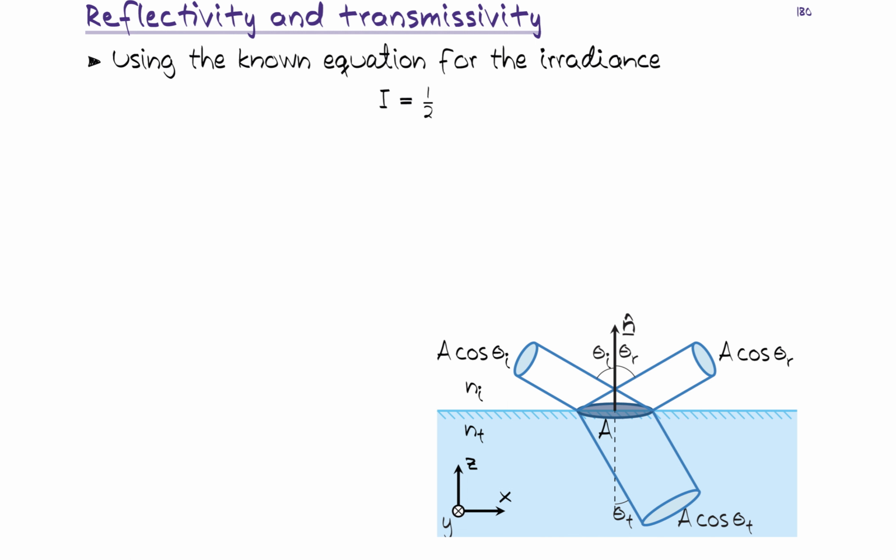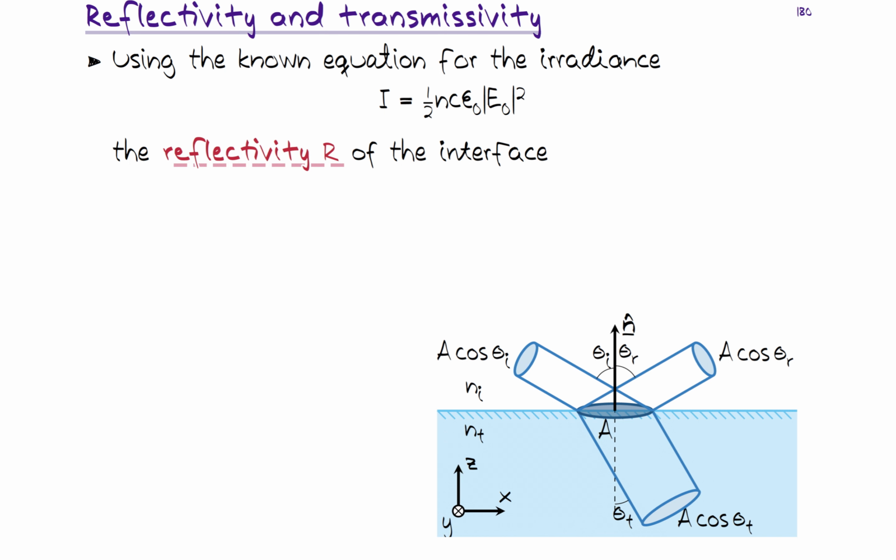The irradiance is defined as one half times the refractive index times the speed of light times epsilon 0, the vacuum permittivity, times the modulus square of E0, the field amplitude. Please note that we have the refractive index in the equation for the irradiance. This is actually important: the irradiance changes when we go into a different medium.